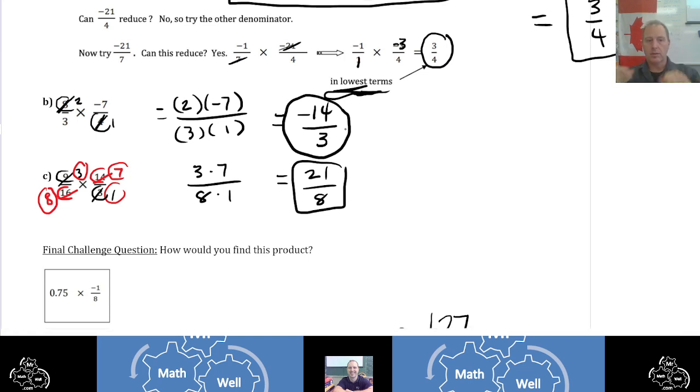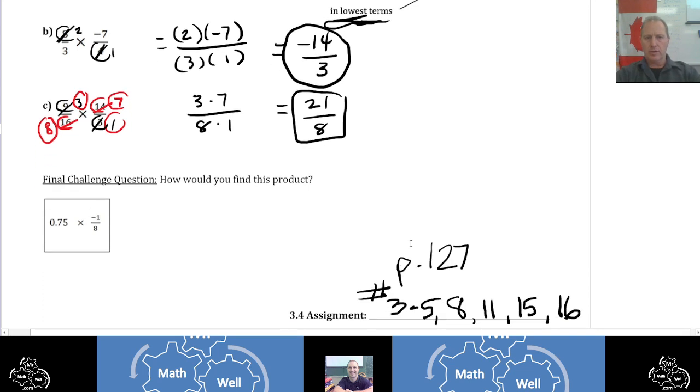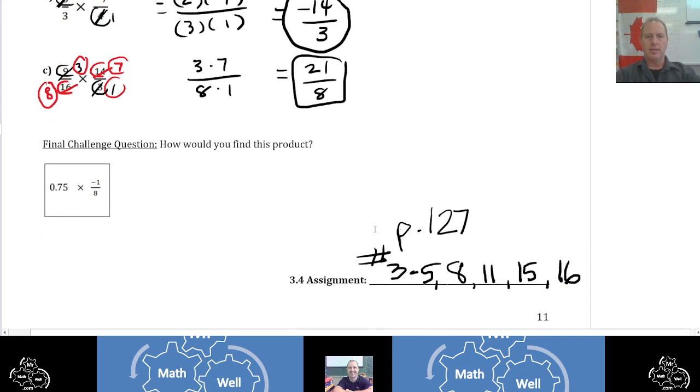Good? All right. Okay, so final challenge here before the assignment. How could you do this question? How could you find this product? That's a decimal times a fraction. Oof, it's crazy. Yeah, not crazy. Not too bad. What I would do is change that decimal into a fraction. Maybe some of you thought of that. And we've got negative 1 over 8.